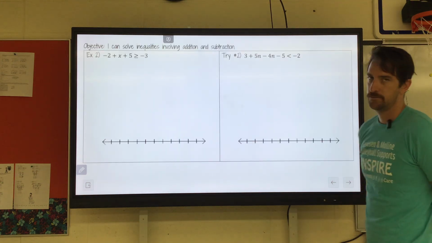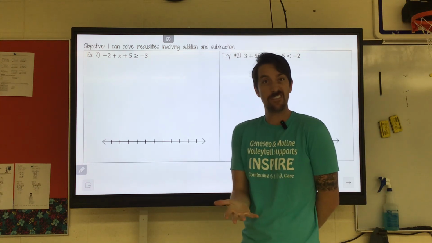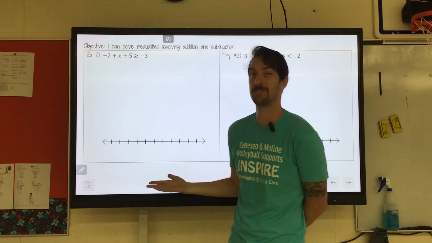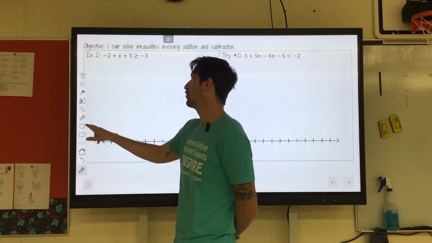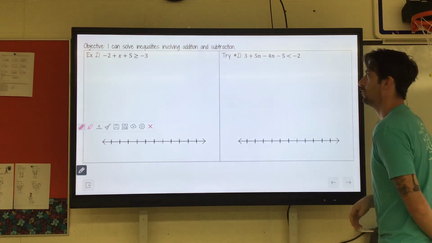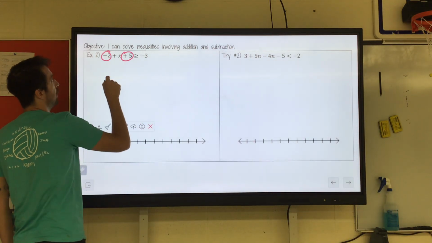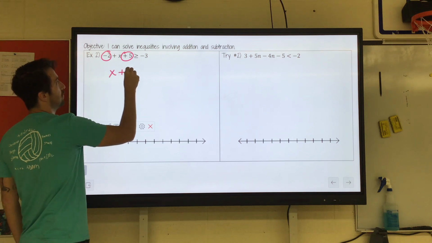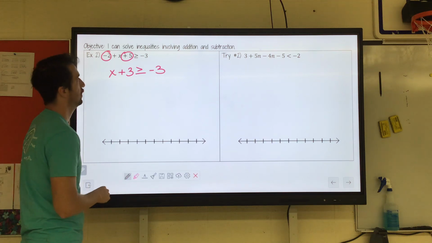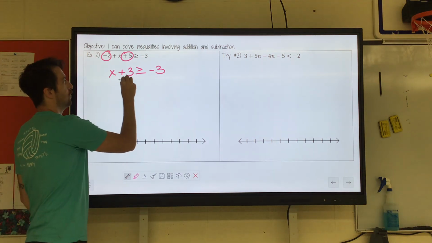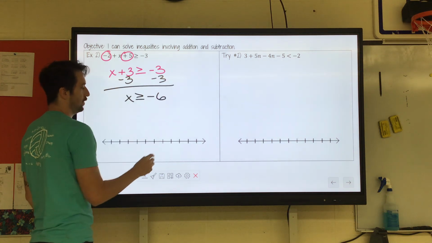Of course, we're going to be throwing in multi-step inequalities, but you already did multi-step equations. It's the same thing, except you just have to put your answers on a number line at the end. So -2 plus x plus 5 is greater than or equal to -3. If we were to combine our like terms, I could combine the -2 plus 5. -2 plus 5 is +3. So we have x plus 3 is greater than or equal to -3. We're going to get rid of the plus 3 by subtracting 3. x is greater than or equal to -6.